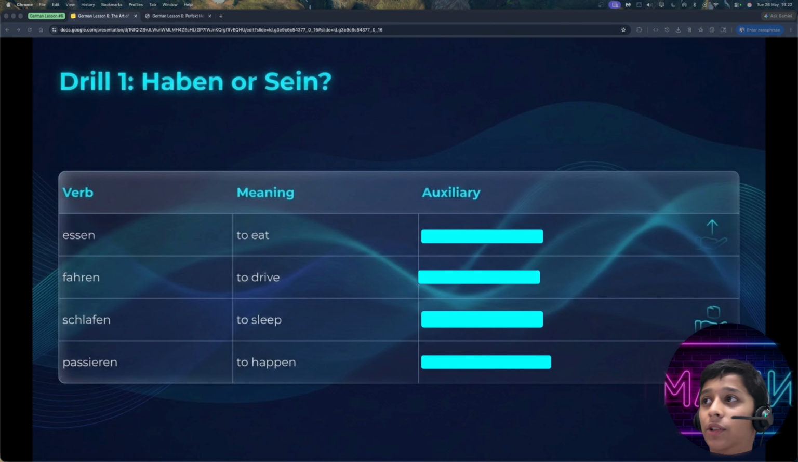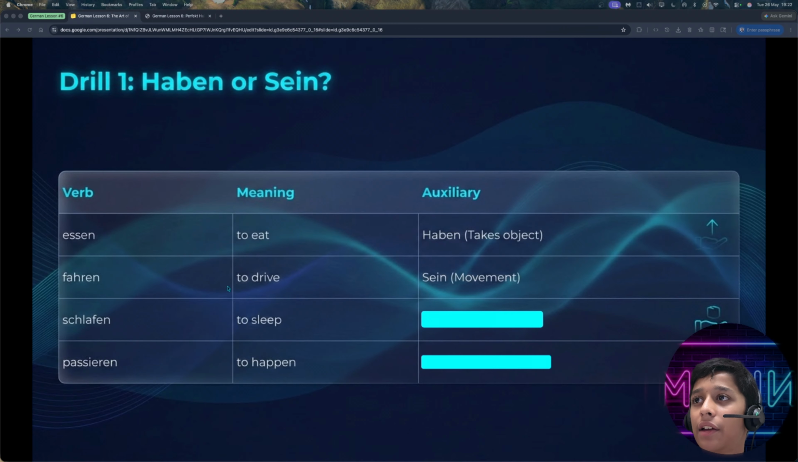Okay, so the first one. Essen, to eat. You need to find the helping word for it. The answer will be haben, because when you are eating, it takes an object. Fahren, to drive. It should be movement. Driving is movement, so it will be sein.